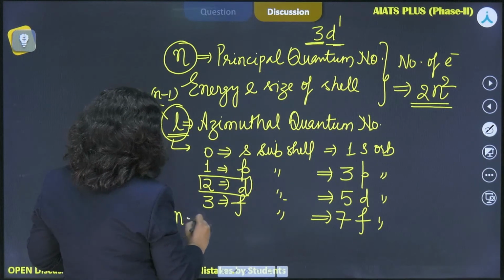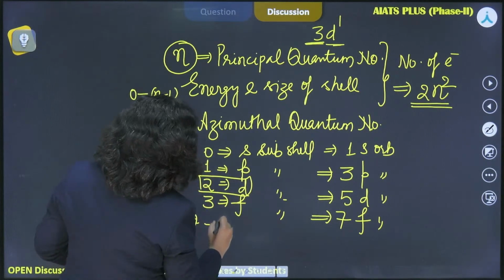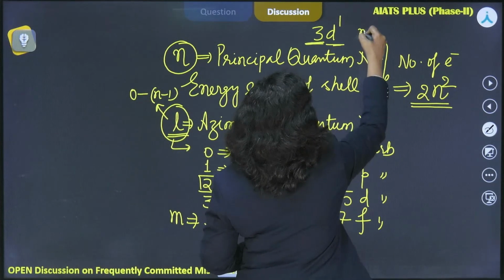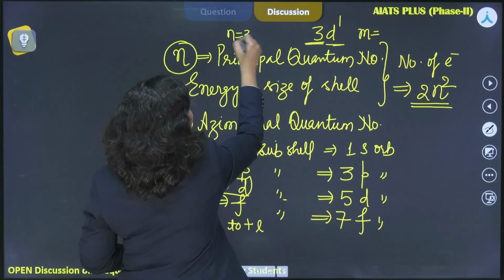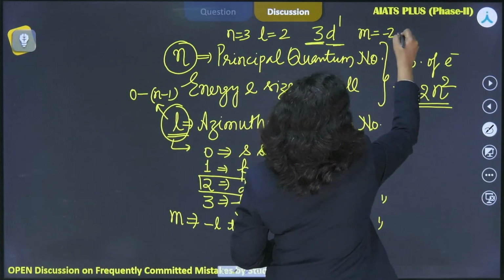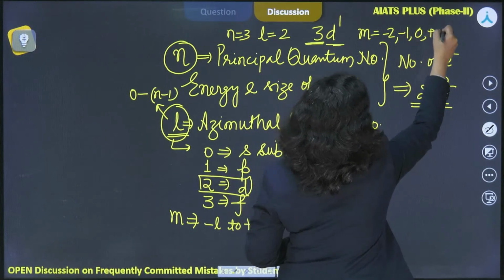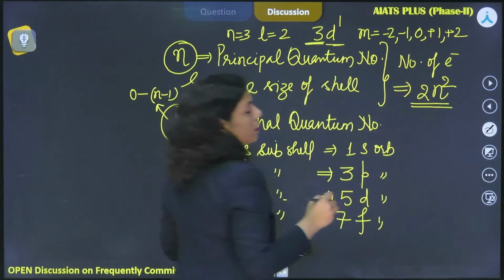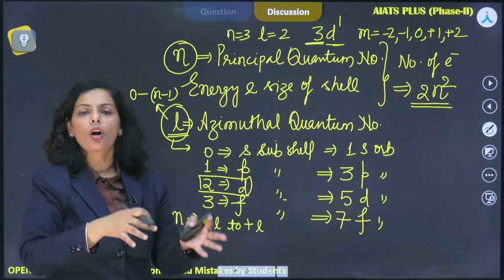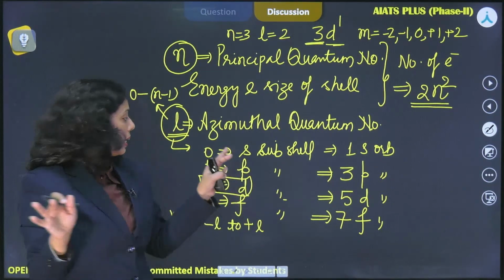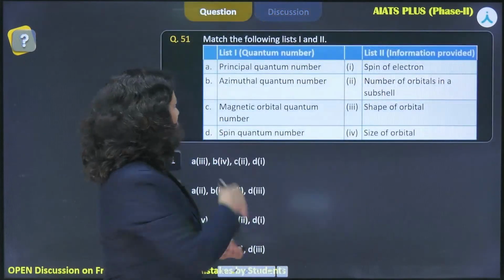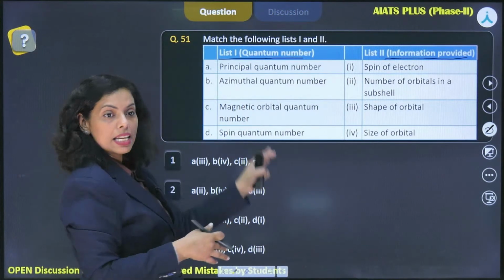Now the m value, or the magnetic quantum number, with respect to L, goes from minus L to plus L, right? So the possible values for m, see, n is equal to 3 in this case, L is equal to 2, and m would be minus 2, minus 1, 0, plus 1, plus 2, right? And what about the spin quantum number? The only possible 2 values are plus half or minus half, clockwise or anti-clockwise. That is it, right? The spin quantum number tells us about the spinning of the electron, whether it is clockwise or anti-clockwise. So this is all the information with respect to the quantum numbers I have provided here.